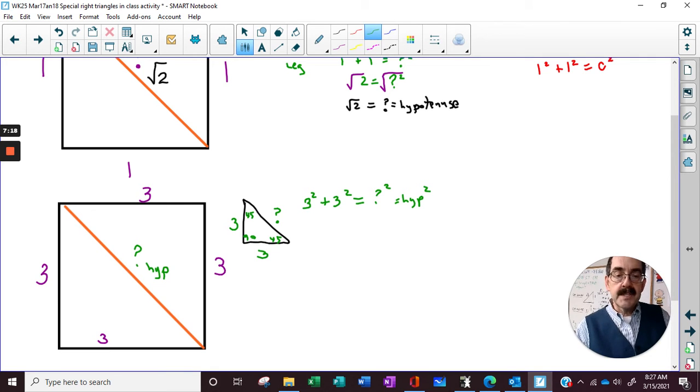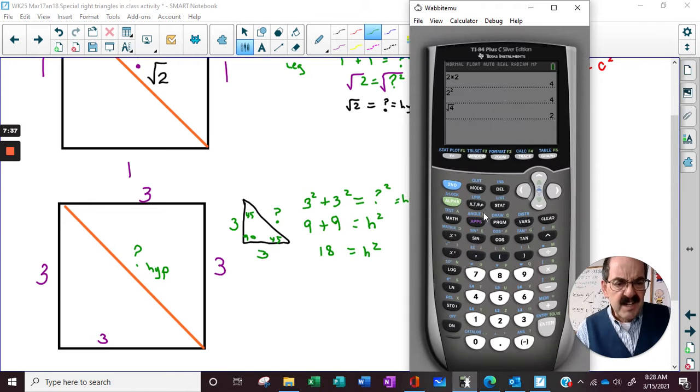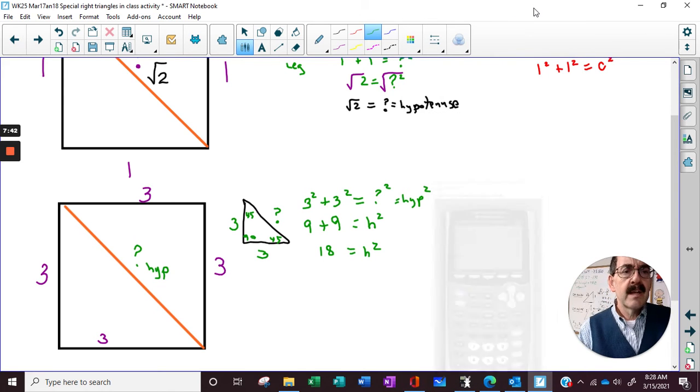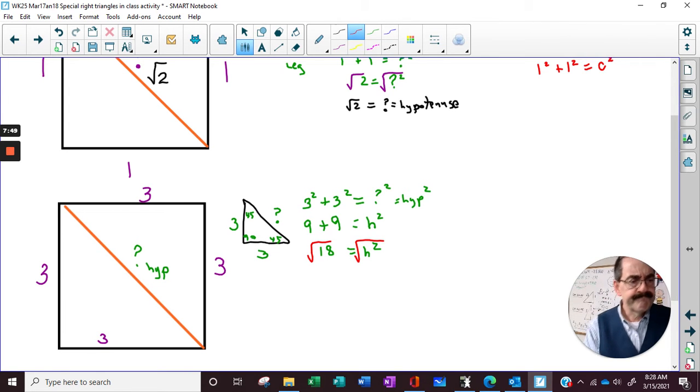Okay? What's 3 times 3? 9. What's 3 times 3? 9. Now it's going to equal, and I'm just going to shorten it now to h squared. Well, 9 plus 9 is 18. And we got h squared. Well, we've been studying this concept of what's the opposite of squared? Square root. Okay. So now put the radical sign over. Okay. Now, we all got an answer.